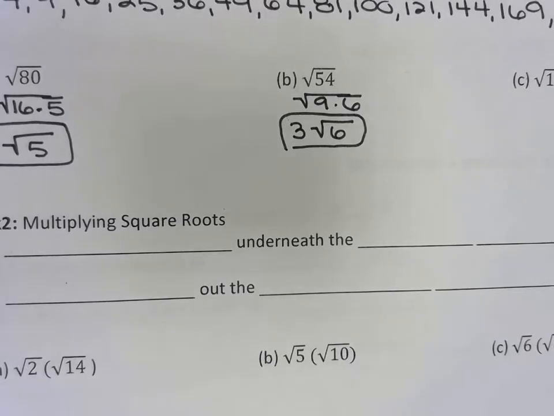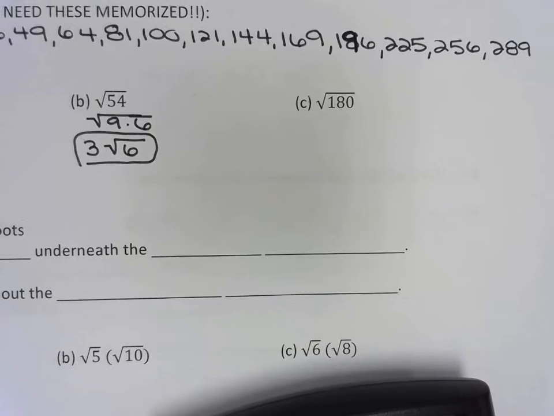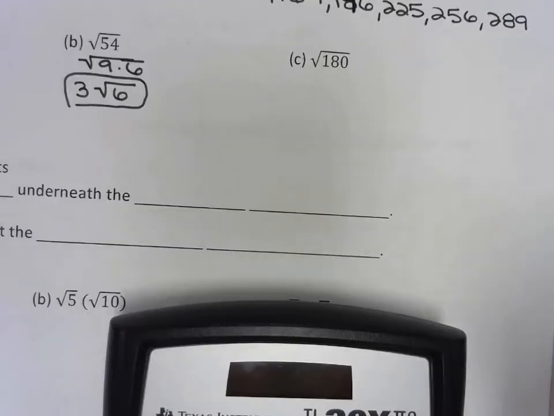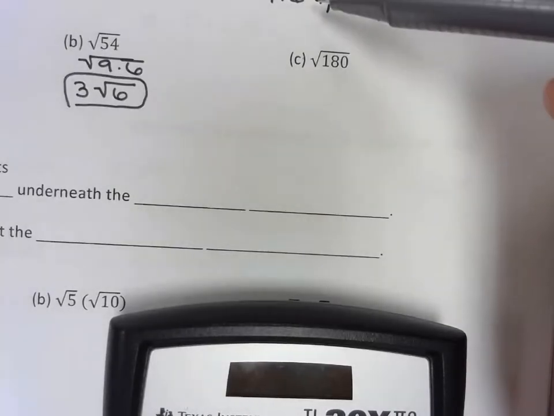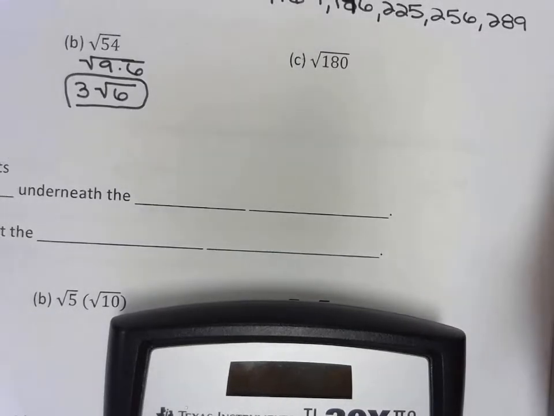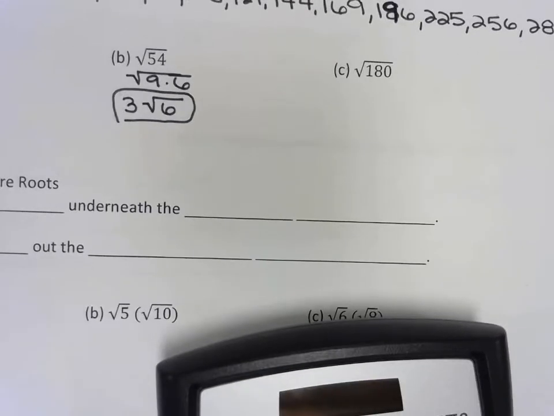Okay, any questions on that? Okay, let's look at C real quick. Square root of 180. So let's find the biggest perfect square that goes into 180. Let's just kind of think about it. So you could go through and you could take 180 divided by 169, 180 divided by 144, 180 divided by 121. Or you can just kind of look at it. What's going to be the biggest perfect square that goes into 180?